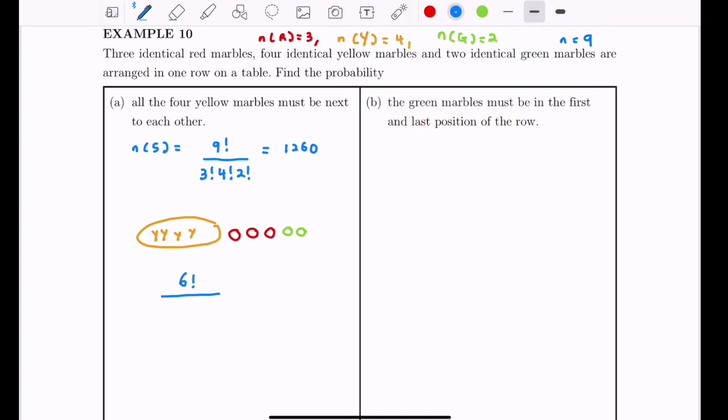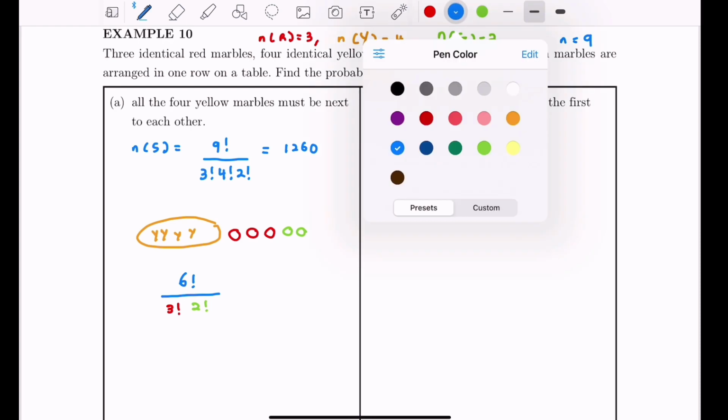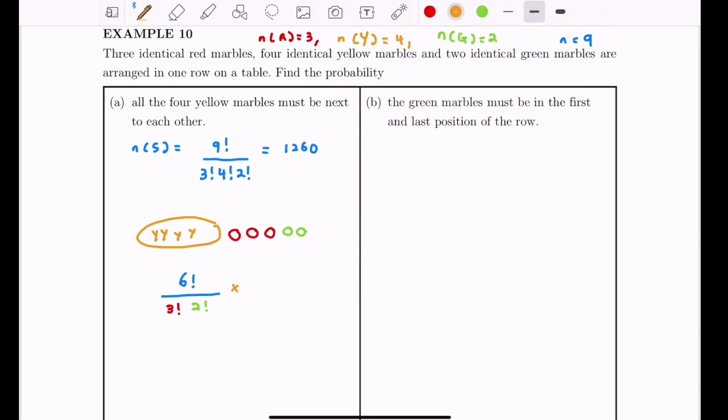Divide by 3 factorial, sebab kita ada 3 identical red marbles. Divide by also 2 factorial since we have 2 identical green marbles. Okay, kemudian kita boleh nak darab dengan yellow marbles. So arrangement of yellow marbles dalam group yellow marbles. So since there are 4 yellow marbles, we divide by 4 factorial. Sebab we have to arrange 4 yellow marbles, then we have 4 identical yellow marbles.